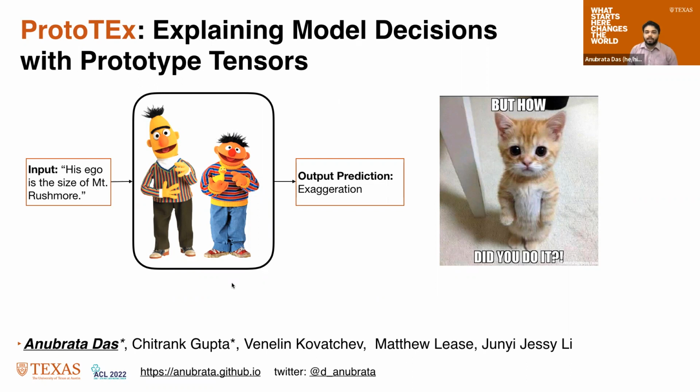Hello, my name is Onobrato Das. I'm a PhD student at the School of Information at University of Texas at Austin. Today, I'll talk about our paper published in ACL 2022 titled ProtoTEx: Explaining Model Decisions with Prototype Tensors.